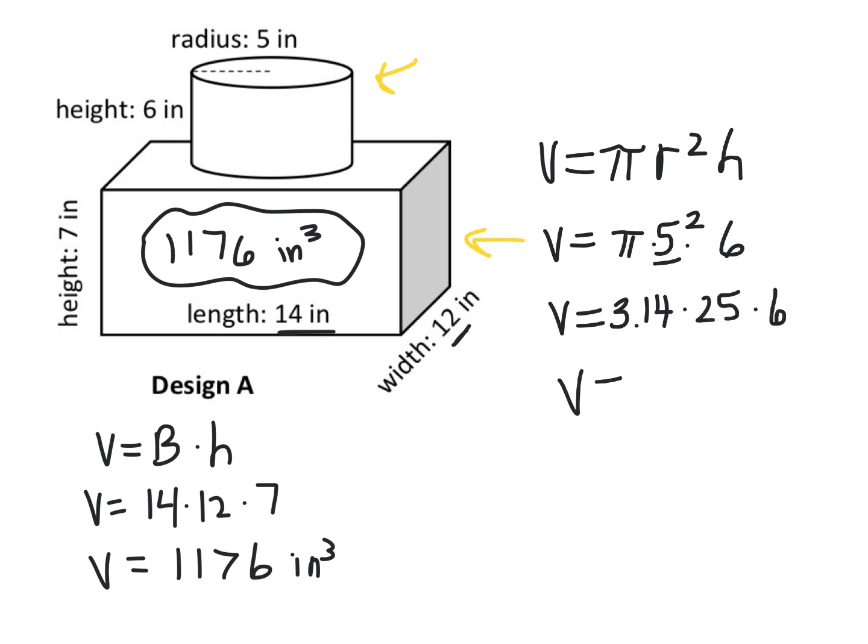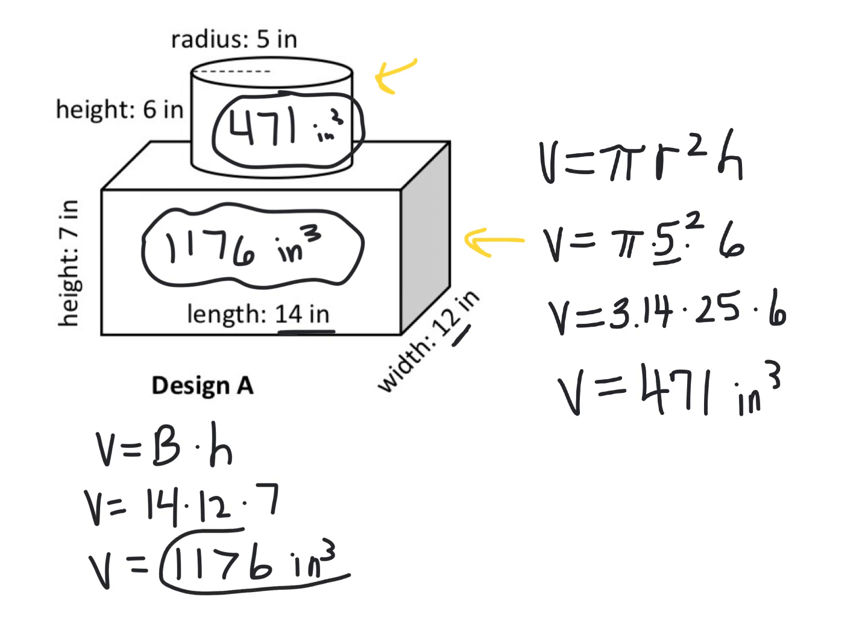So let's go ahead and calculate all that. 3.14 times 25 times 6, and I get 471 inches cubed, and I'm going to write that right in here, 471 inches cubed. Okay, so now all together, how much volume is this cake? We're going to add these two numbers together.